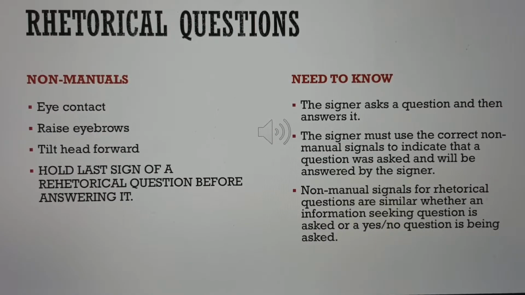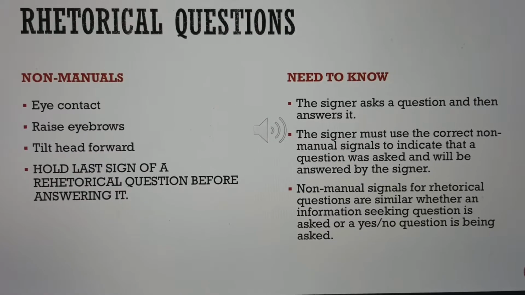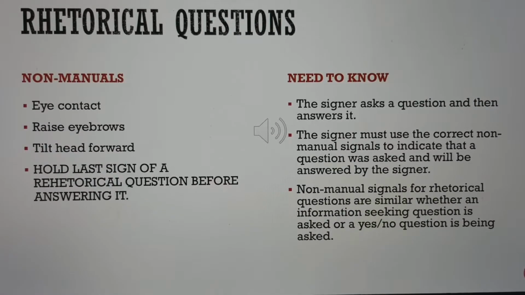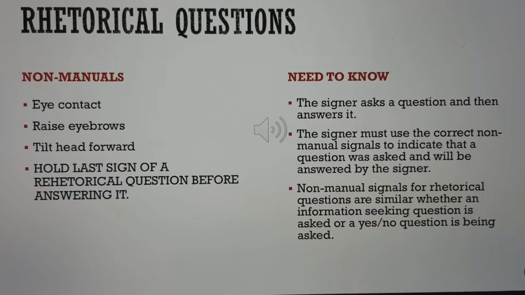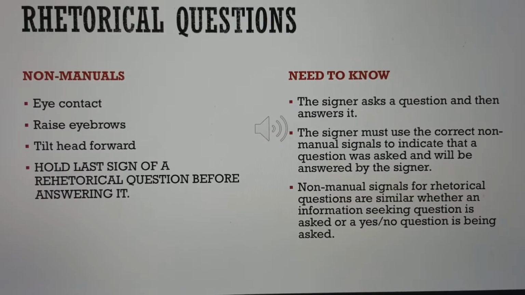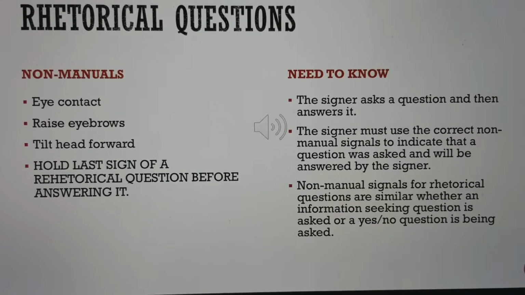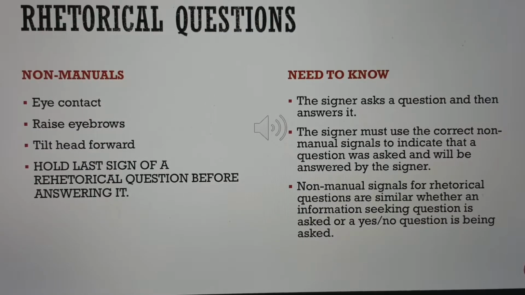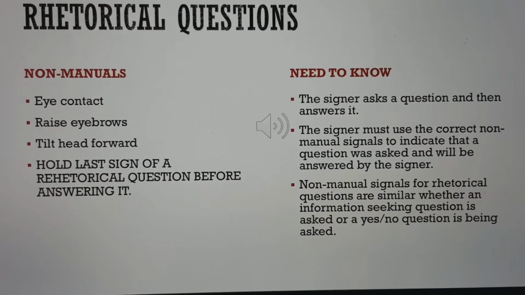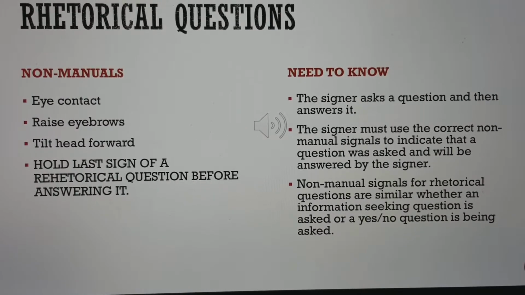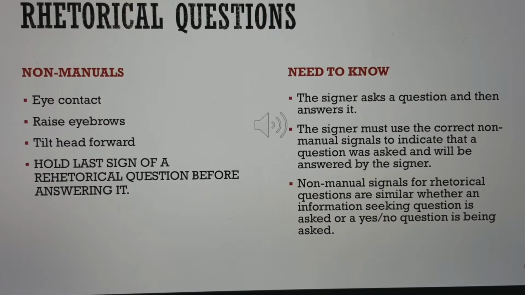And then I think it's also important to remember that when you're signing a rhetorical question, you hold the last sign of the rhetorical question before you answer it. So I think a lot of times this is done for effect, but it's important that you do have that pause there, as well as constant eye contact and raising of the eyebrows.